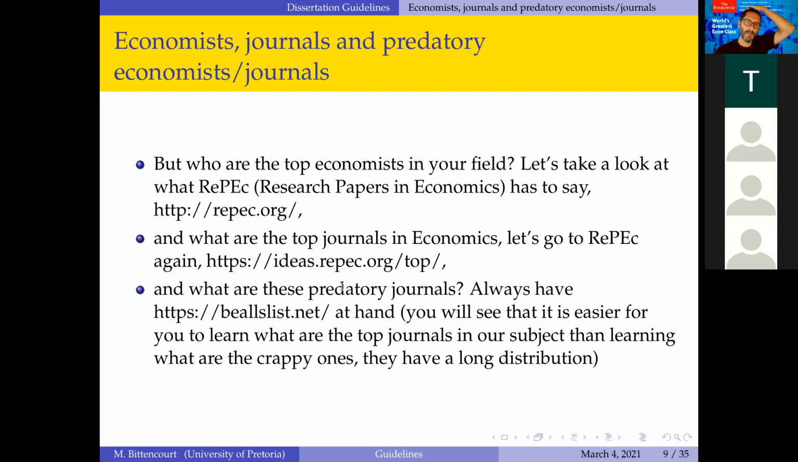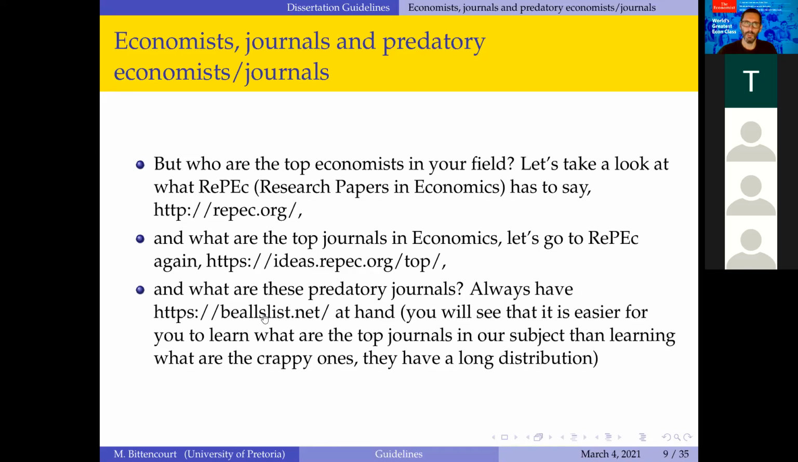Always have the Beall's list, right? It's a web page at hand. So there is a list of predatory publishers and predatory journals. Given the name, we should avoid those because that's not science at all. Everything published in a predatory journal, which is published by a predatory publisher, is not proper science. We have to avoid those things.